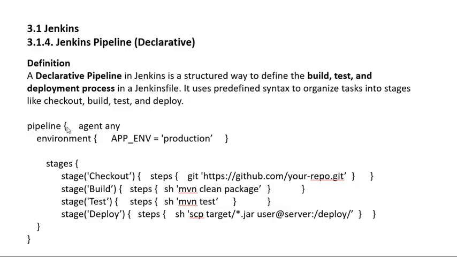The example is pipeline, and inside the curly braces, agent any, and inside environment, in curly braces, APP_ENV equals 'production'. Then stages, and inside a stage, 'Checkout', then steps, and inside, git with the URL https://github.com/yours-repo.git, and close steps.